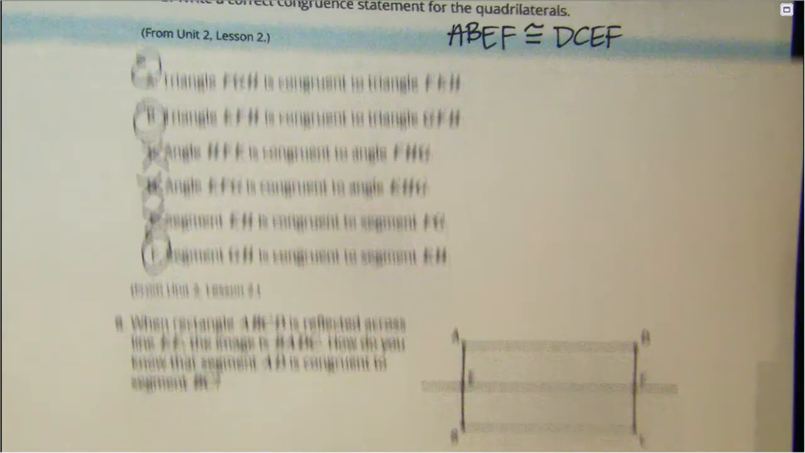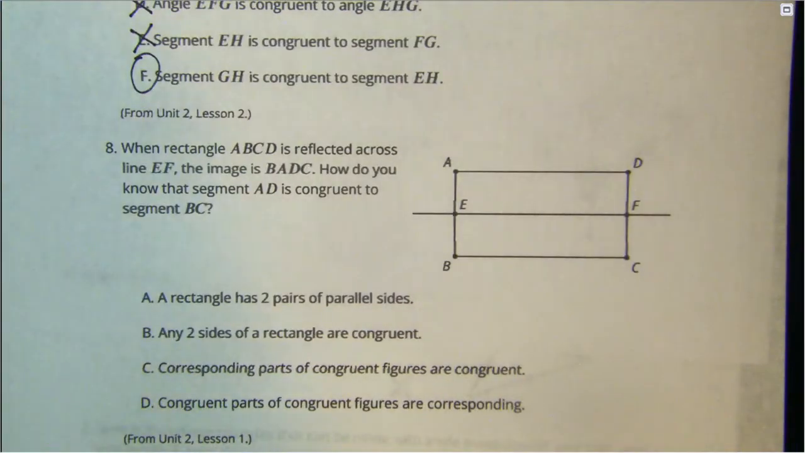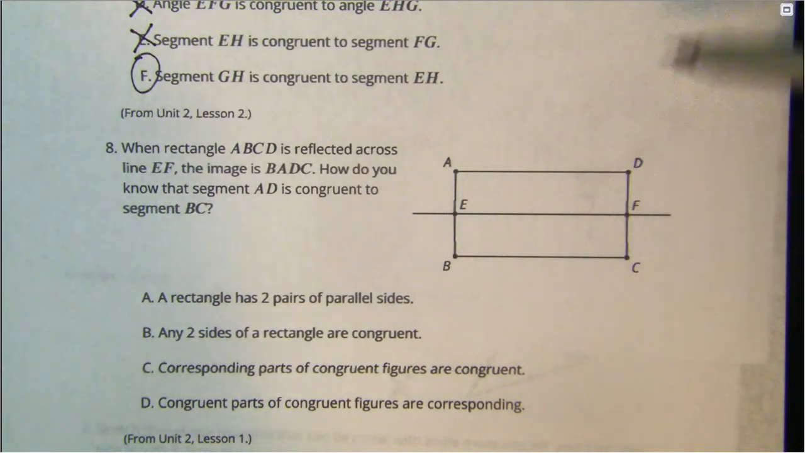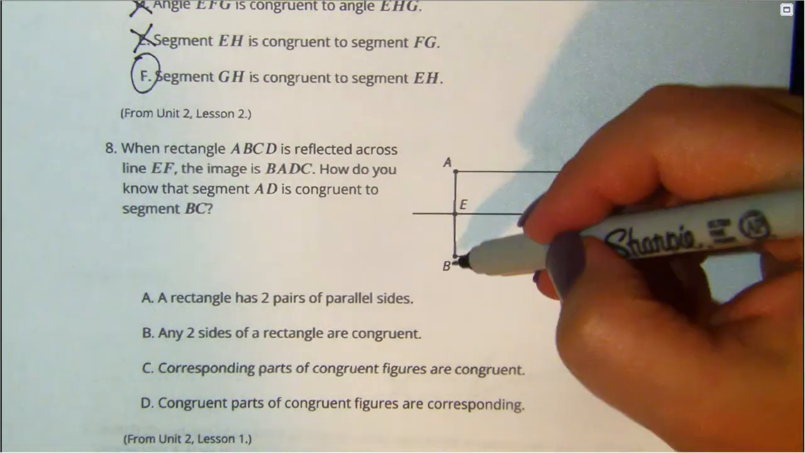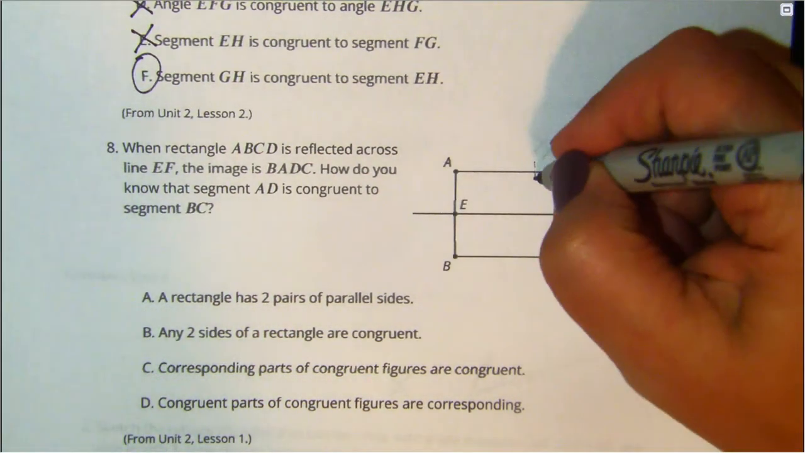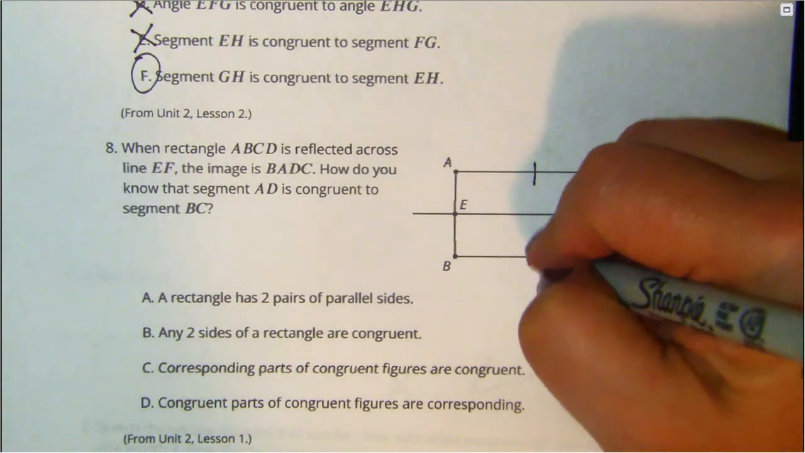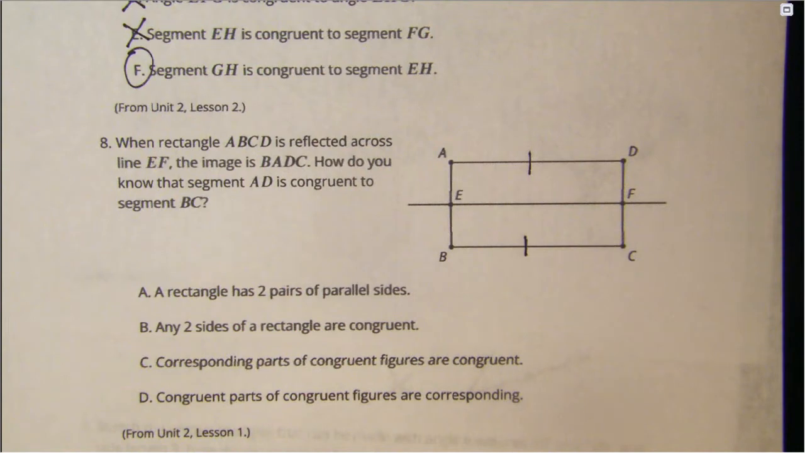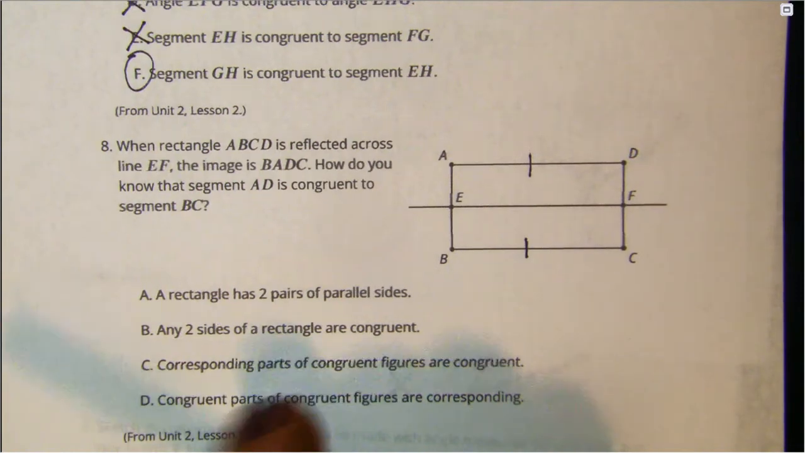Number 8. When rectangle ABCD is reflected across line EF, the result is BADC. How do you know that segment AD is congruent to segment BC? Well, these two triangles are congruent because a rigid motion took one to the other. So I automatically know they're congruent, and I know that the corresponding parts of those two triangles are congruent. Corresponding parts of congruent figures are congruent.